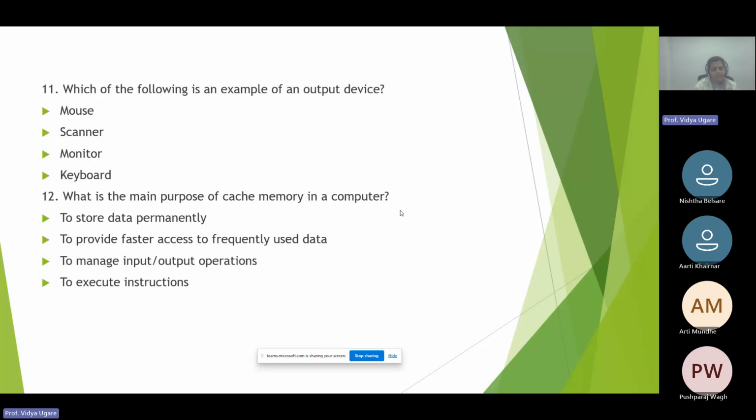What is the function of cache memory? To store data permanently, to provide faster access to frequently used data, to manage input output operations, to execute the instructions? Cache memory. Exactly. Correct. To provide faster access to frequently used data. So for that reason, we use the cache memory.